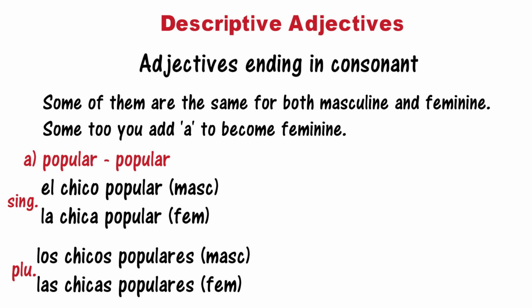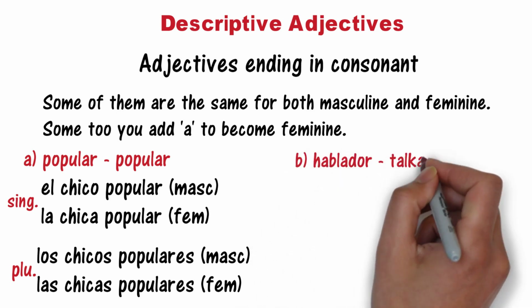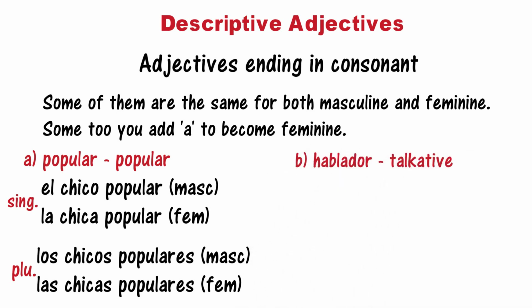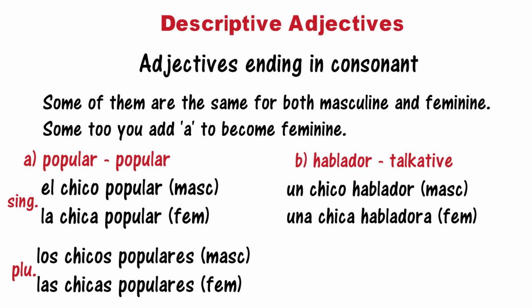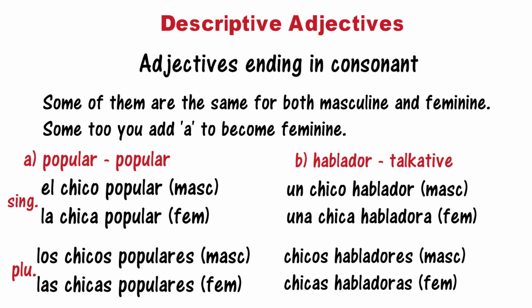Now with those that you only add a to become feminine, an example is hablador. Hablador, talkative. An example is un chico hablador, una chica habladora. Un chico hablador, una chica habladora. So with the feminine noun, you add a to hablador and it becomes habladora.